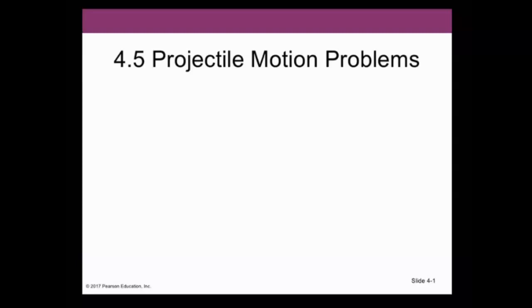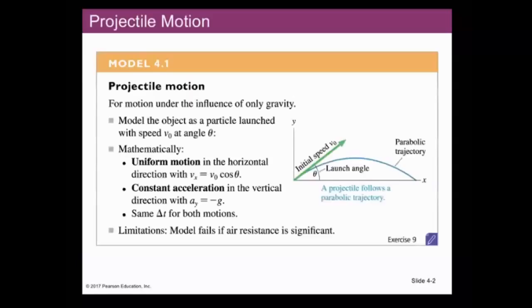In this video, I'll discuss projectile motion problems. Model 4.1 describes projectile motion. For motion under the influence of only gravity, we model the object as a particle launched with an initial speed, v sub 0, at angle theta.